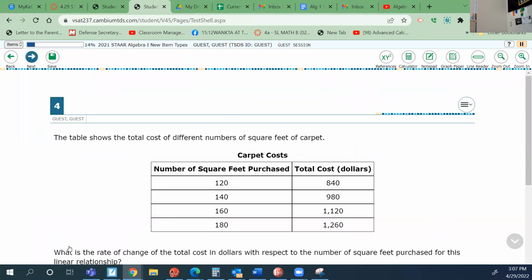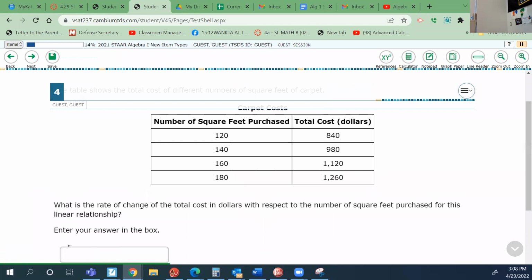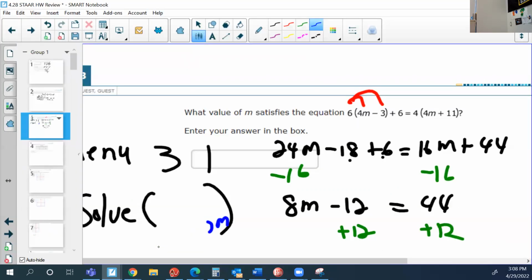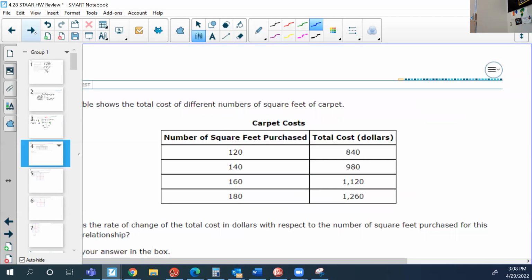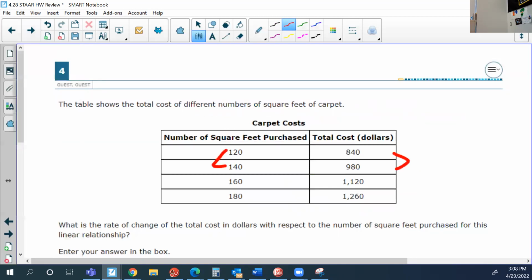Let's move on. All right, here it asks you for, what is it asking for? Rate of change, right? Asking for rate of change. So remember, rate of change is just your slope. If you go back to the slides, rate of change is just slope. Just pick two points, the delta y over delta x. Remember, the slope formula is m equals y2 minus y1 over x2 minus x1.